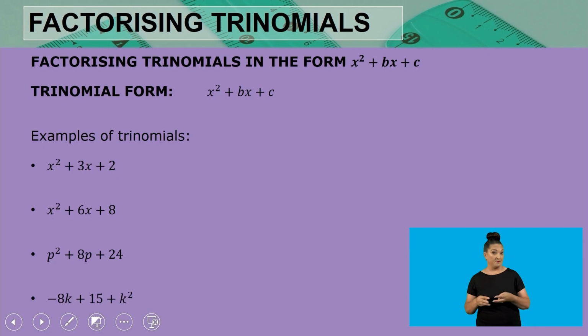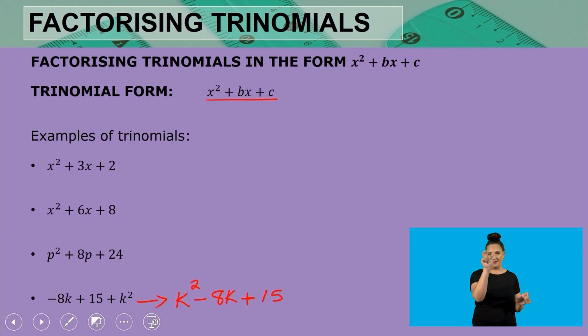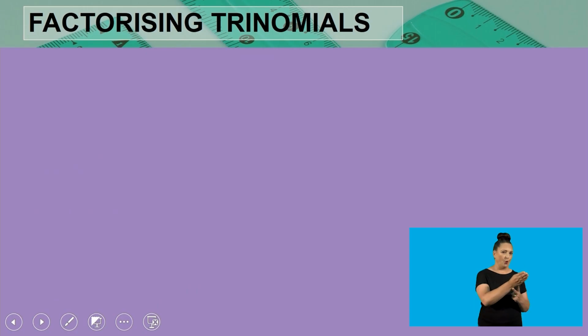First, there is a last example of a trinomial, which is negative 8k plus 15 plus k squared. Now, if you remember properly, that trinomial has to be in standard form. So can you see the form that we've placed it in up here? That is x squared plus bx plus c. So if I rearrange that, it is going to be k squared minus 8k plus 15. And that is now in the proper format. Let's go on to those two methods that I spoke about for factorizing these trinomials.